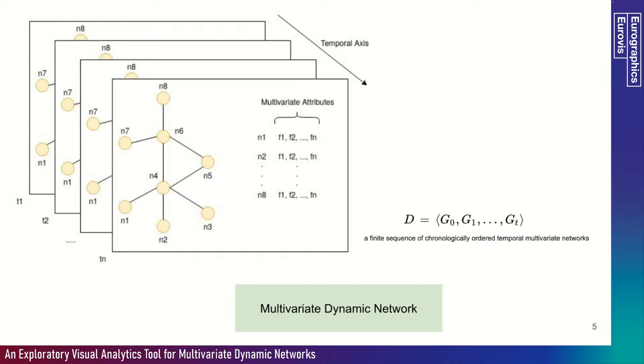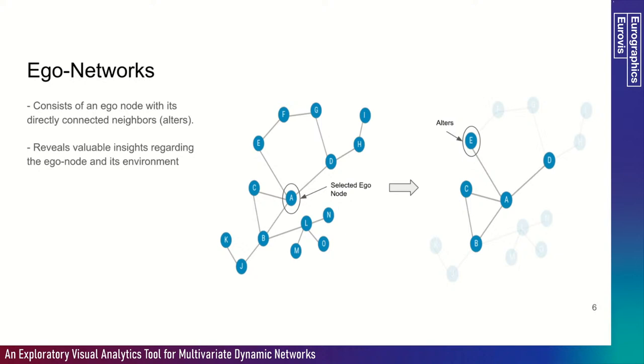Multivariate dynamic networks capture such phenomena as chronologically ordered temporal snapshots. Examining the overall structure of the network may yield limited results in a microscopic scope. To this end, EGO networks help readers understand the surrounding environment of a particular node. An EGO network consists of an EGO node with its directly connected neighbors and links connecting them. An exemplar figure can be observed here.